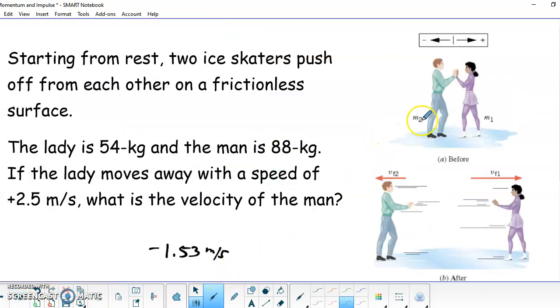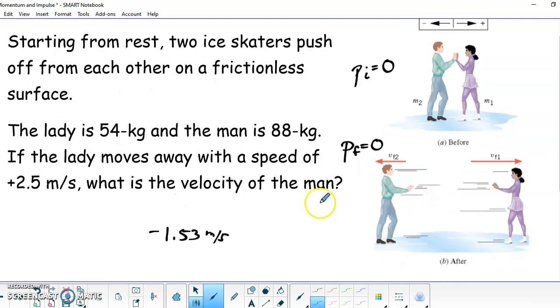The third example we looked at was two ice skaters pushing off from each other. They're both on a frictionless surface starting from rest. My momentum initial for my system is 0, and that means my momentum final for my system also needs to be 0. And you can see if you can solve this one and get our answer. This is our answer here. The man needs to be moving to the left at negative 1.53 meters per second.